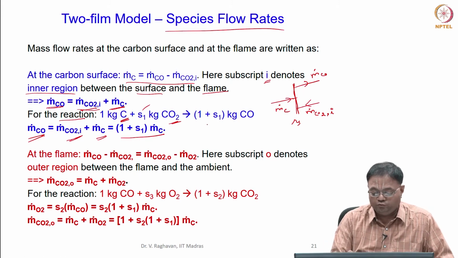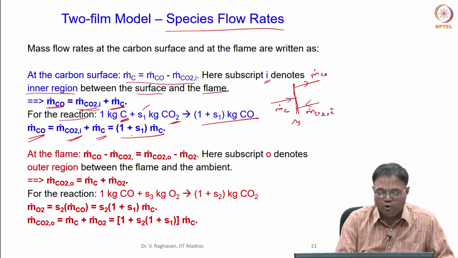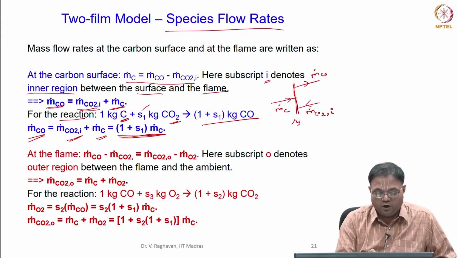So this you know. So from this equation I can write 1 plus S1 times the mass flow rate of C will be equal to that of CO2. So now I put this S1 times m dot C.